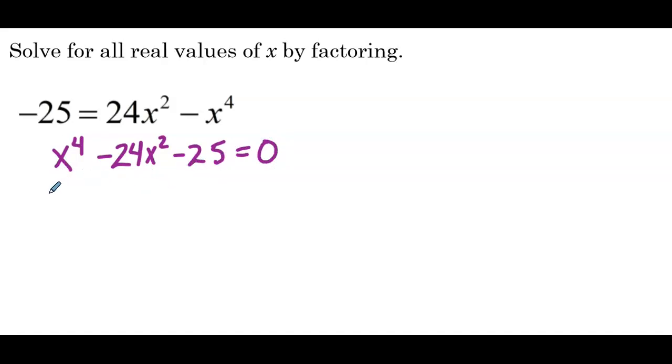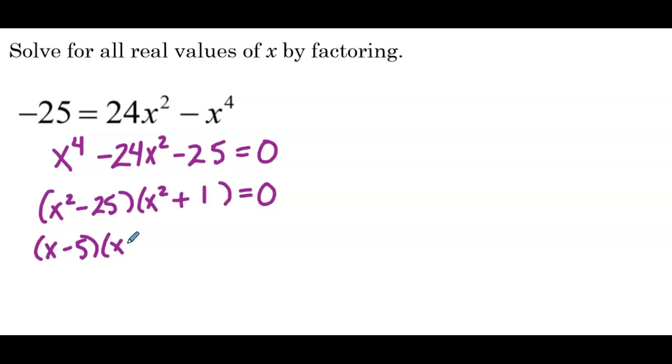We have a trinomial, so we can use guess and check. Our factors are going to start with x squared, since we're multiplying to get x to the fourth as our leading term. And we need a factor pair of negative 25 that adds to negative 24. So negative 25 plus 1. So our factors are x squared minus 25 times x squared plus 1. Now we should notice x squared minus 25 can be factored further using the difference of two squares. So we have x minus 5 times x plus 5 times x squared plus 1 equals 0.